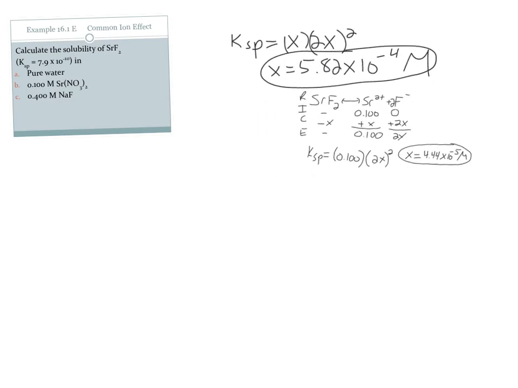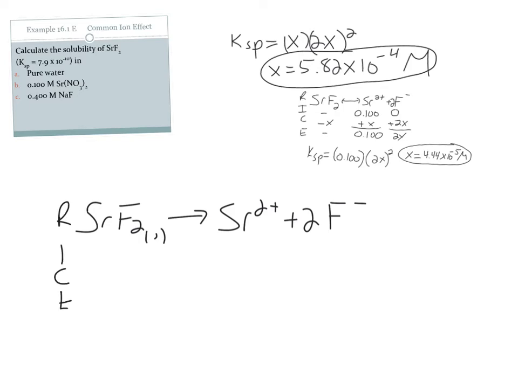Okay. And if we do that again with the sodium fluoride, with my strontium fluoride, solid, turning into strontium 2 plus and 2 F minuses. We have minus x for the strontium, even though that doesn't affect the equilibrium, that x still exists.